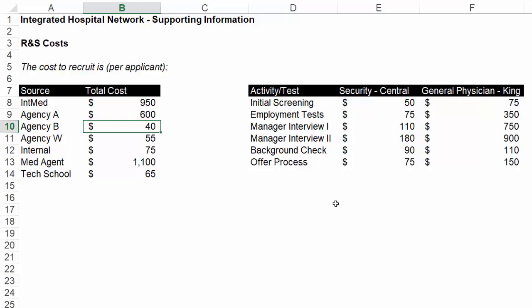And then from the selection point of view, we have activities that cost money and resources, things like initial screening, employment tests, interviews, background checks. Even the offer takes money and time. So for security, these are the various costs per person that we processed. Okay. Again, we're going to get back to that later on.